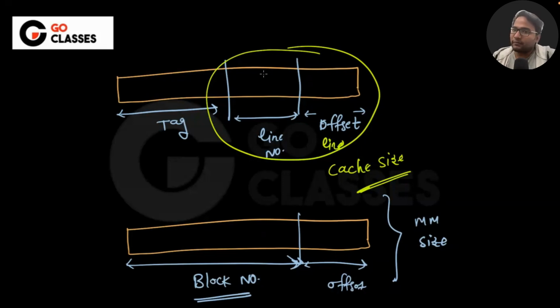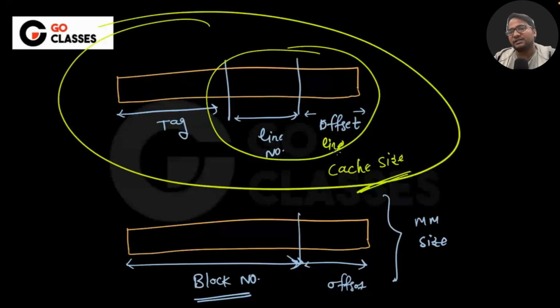Similarly, given the line number, and I also tell you the number of bits in the line offset, because line offset and block offset are the same, right? Given the line number and the line offset, I can also say this is the cache size. So if this whole thing is the main memory size, this is the cache size. If someone asks you for the tag, can't you find it out?